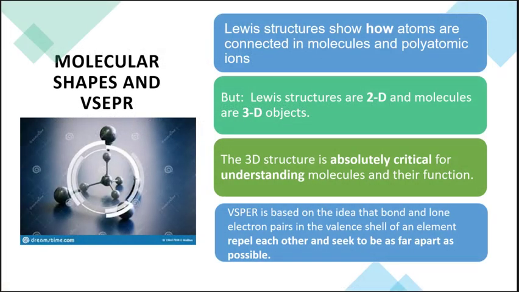Lewis structures show how atoms are connected in molecules and polyatomic ions, and hopefully you're feeling pretty confident about those Lewis structures. But Lewis structures are two-dimensional, and molecules are 3D objects. The three-dimensional structure is absolutely critical for understanding molecules and their function. And VSEPR theory is based on the idea that bond and lone electron pairs in the valence shell of an element repel each other and seek to be as far apart as possible.